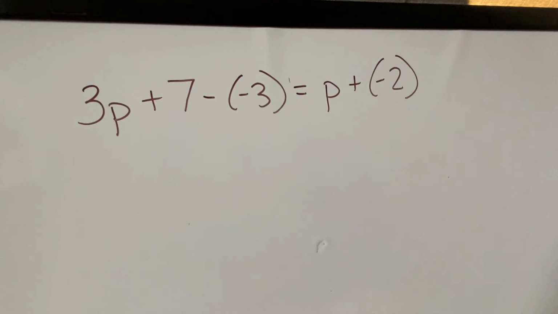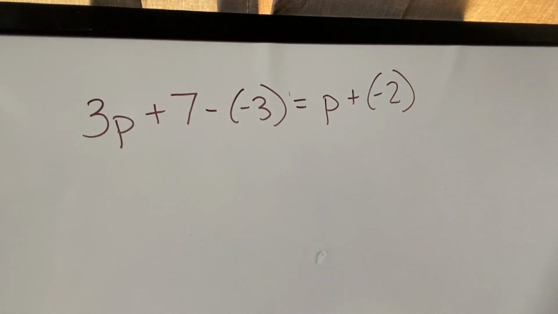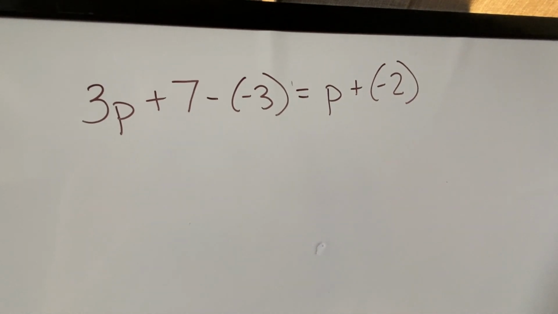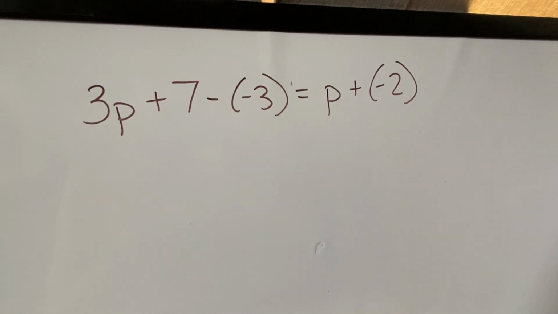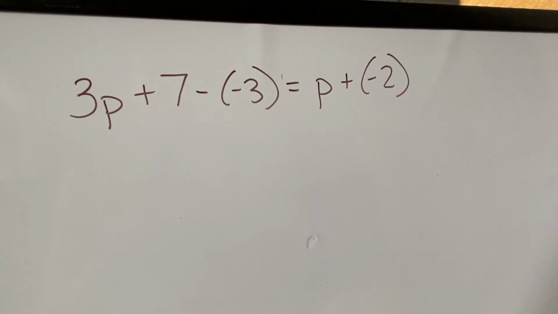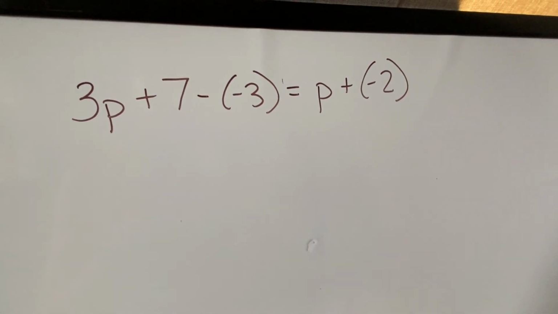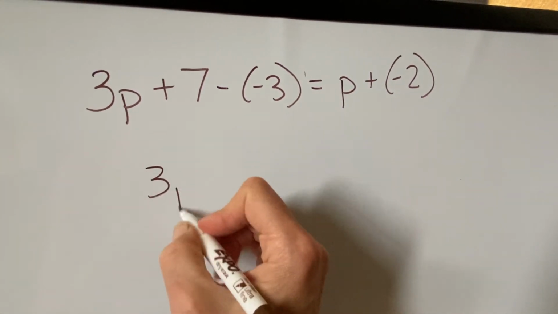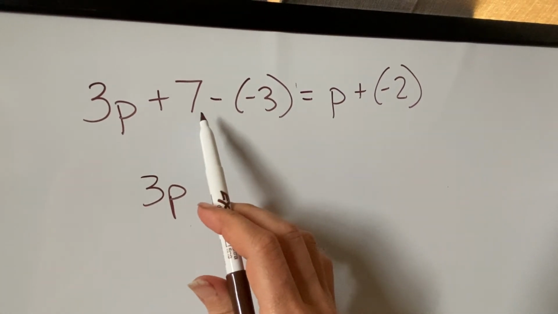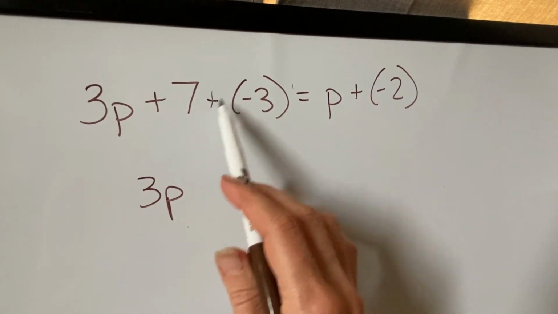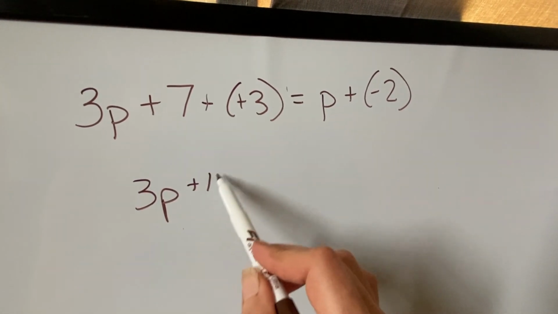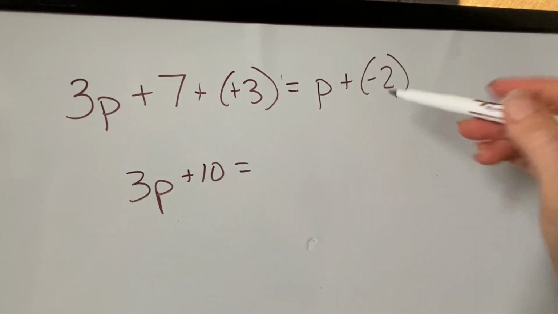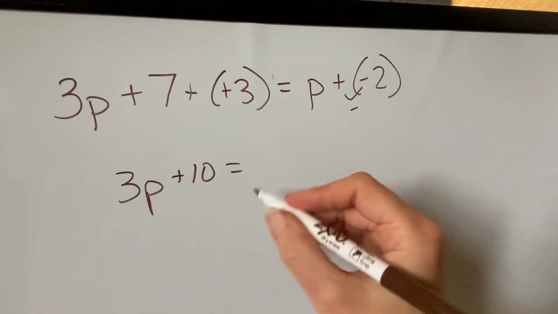Let's work through one last example from the book. This is letter D, page 112. We have 3p plus 7 minus a negative 3 equals p plus a negative 2. So I'm going to start simplifying where I can simplify. So this is going to be 3p, and a negative, negative 3, those become positive. So this becomes plus 10. And I have two signs, a positive and a negative, and that becomes a negative.